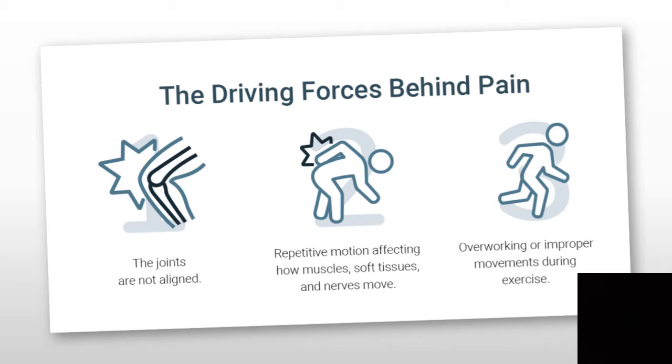And so, secondly, here is repetitive motion affecting how the muscles, soft tissues, and nerves move, and overworking or improper movements during exercise. And I would include there just activities of daily living. Today, especially amidst COVID-19, people are much more static, working from home, a lot of sitting, which wreaks havoc on our structural system.